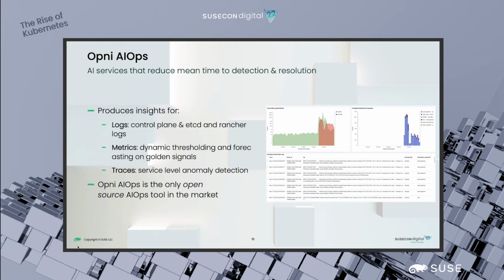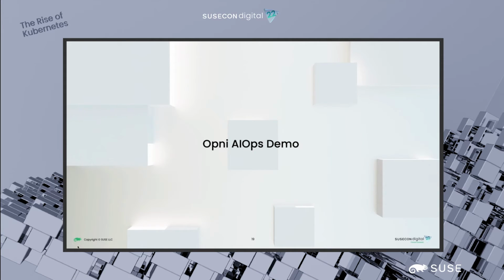What's more, as Opni sits in the Rancher ecosystem, SREs and operators can take immediate actions to patch their clusters as soon as some issue is detected. Lastly, Opni AIOps is the only open source AIOps tool in the market. So I think the easiest way to understand how helpful our AI insights are is by looking at a demo. Amartya is going to walk you through the story of how he used Opni AIOps to crack a real-world incident.